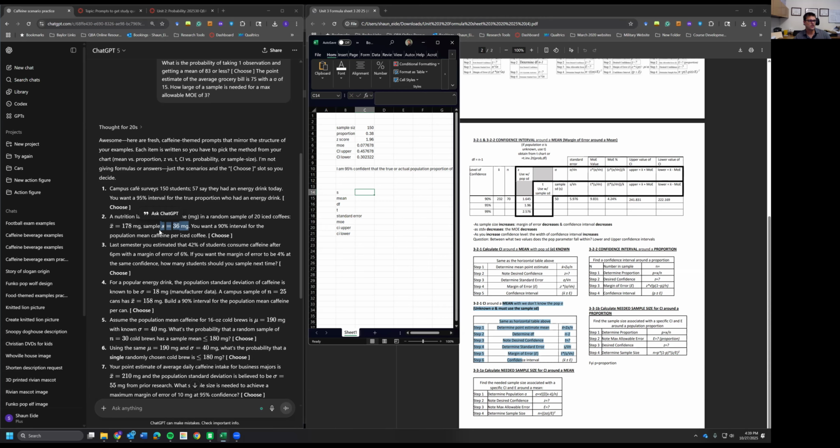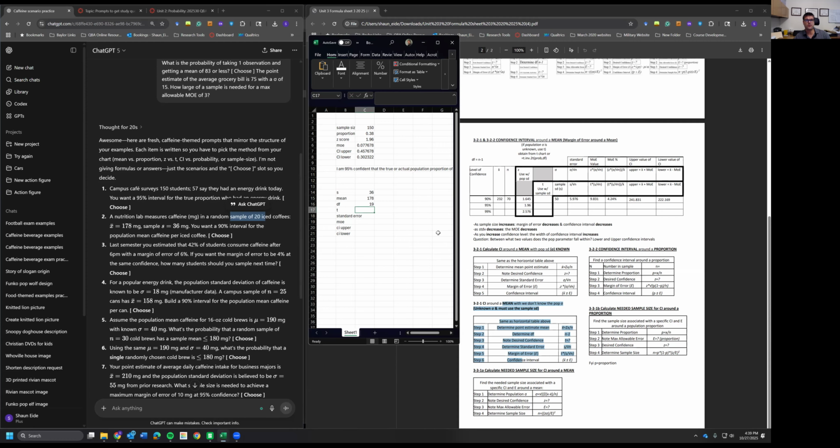And so we're going to do that as well. So what is the standard deviation? It's going to be 36. Okay, the mean, which is right here, is 178 milligrams. Okay, the degrees of freedom is going to be the sample size minus one. So it's 20 minus one, which is 19.